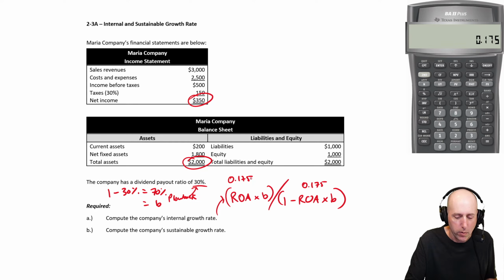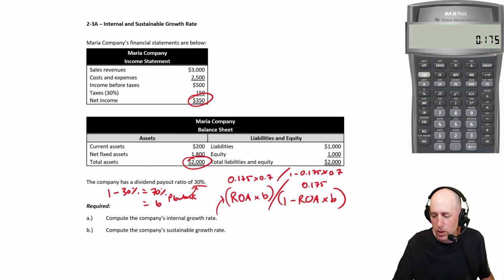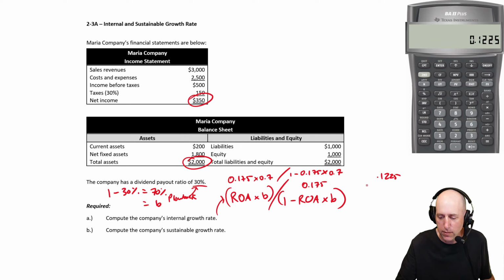So it's 0.175 times b, so 0.175 times 0.7, divided by 1 minus 0.175 times 0.7. Let's crunch all the numbers. 0.175 times our plowback, which is 0.7, is 0.1225. That's my numerator. My denominator is 1 minus 0.1225, so 1 minus 0.1225 is 0.8775.